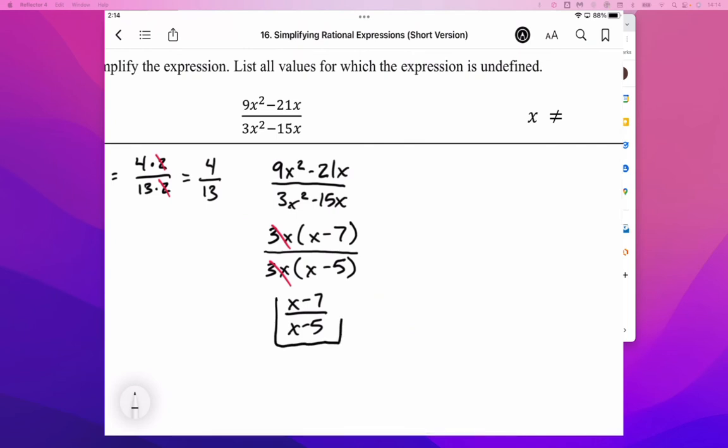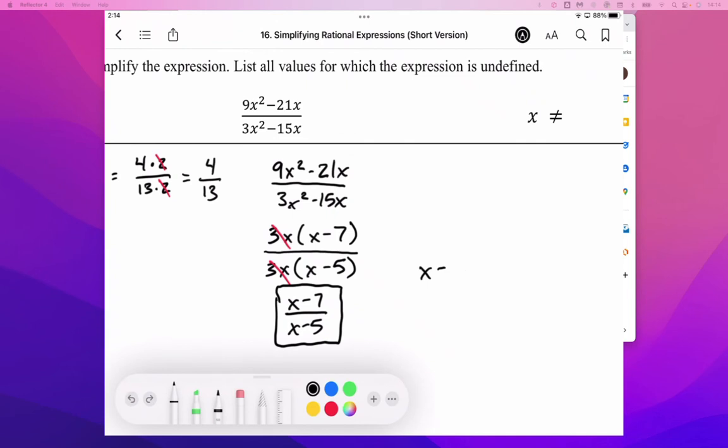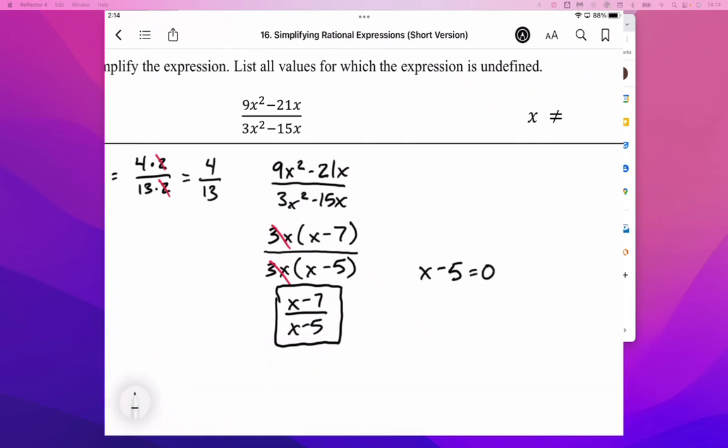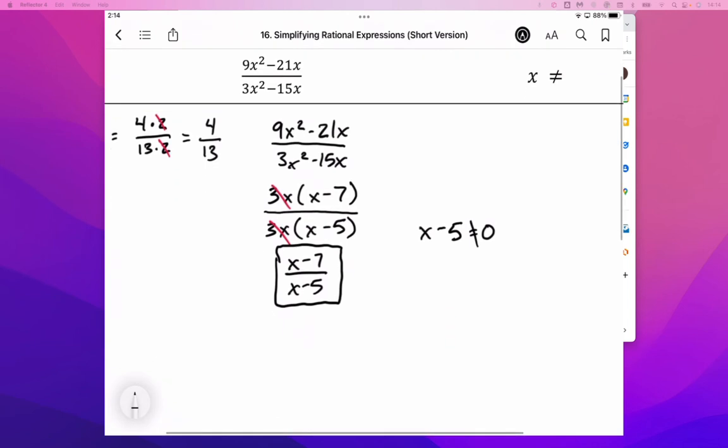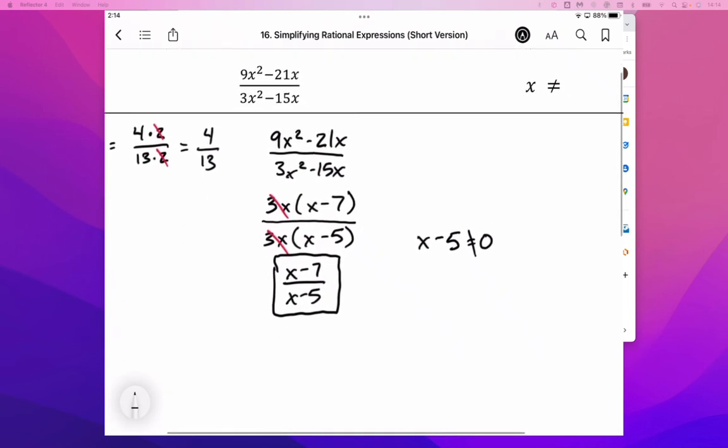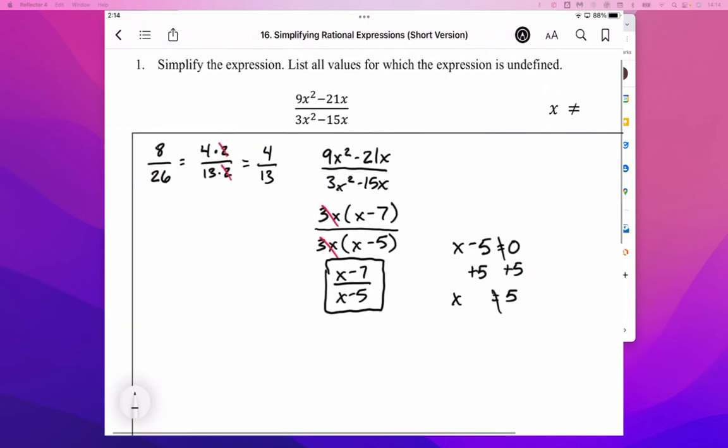And so again, this is my simplified solution. That's the answer. But I cannot have x minus 5 equal to 0, because that would put a 0 in the denominator of our fraction, and we cannot divide by 0. It's what we call undefined. Just can't do it. So in this instance, x cannot be 5, because if we put a 5 in there, that would make the denominator 0, and that would not work.